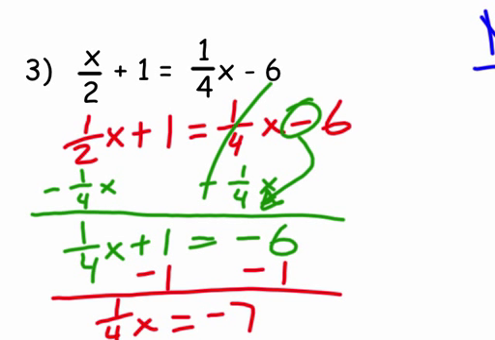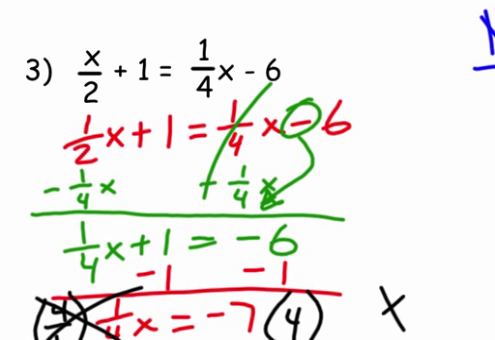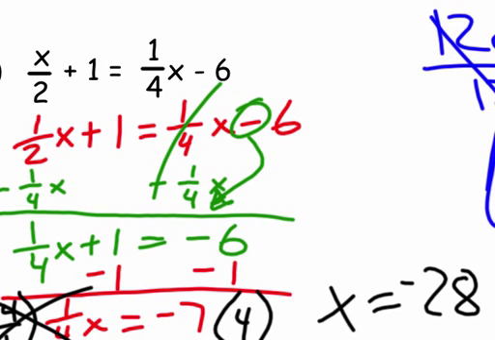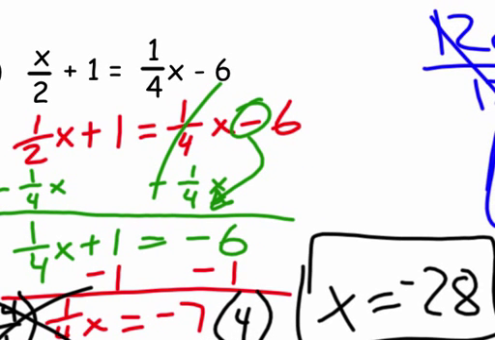And the inverse of multiplying by 1/4 is dividing by 1/4, but we want to multiply by the reciprocal instead, right? Just like we learned the other day. So we're going to multiply by 4 over 1, or we're really multiplying by 4. So these cancel, and x equals -7 times 4, -28. So that one took a little bit of thinking, right? I had to take that step by pulling that x out of that x over 2.